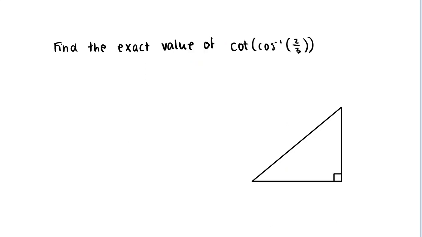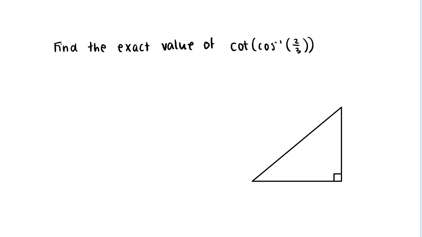Okay, so let's take a look at one more example here. We want to find the exact value of cotangent of inverse cosine of 2/3. So let me encourage you to pause the video and try this example out yourself first before we do it together. So here we're saying that this inner function, this inverse cosine of 2/3, we can sort of view that in terms of this right triangle.